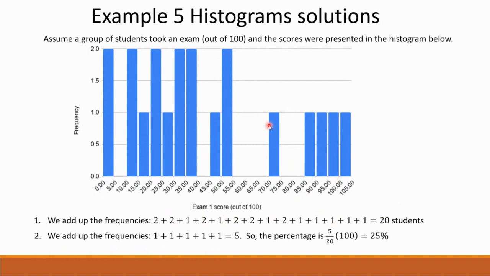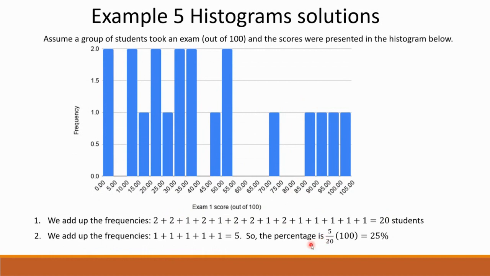What about 70 and above? Well, again, you're only going to add the frequencies associated with these bars because you want 70 and above. Here you would have one person who got between 70 and less than 75. Here's another person who got at least 70, right? They got between 85 and less than 90, and so on. You have 1, 2, 3, 4, 5.